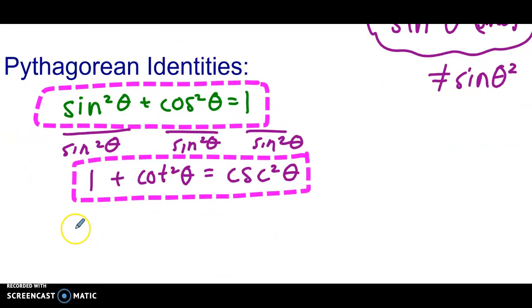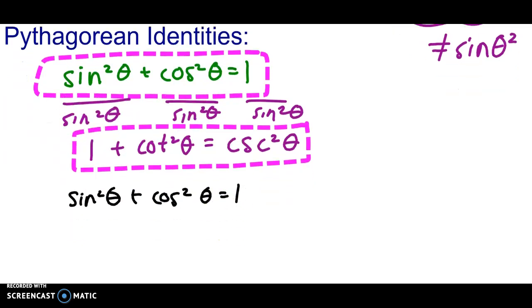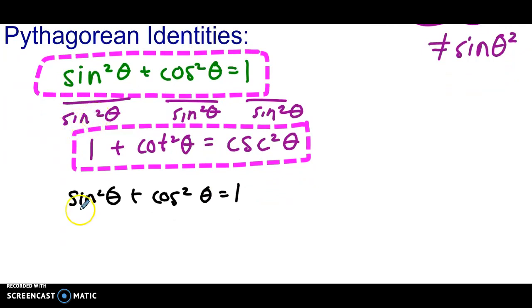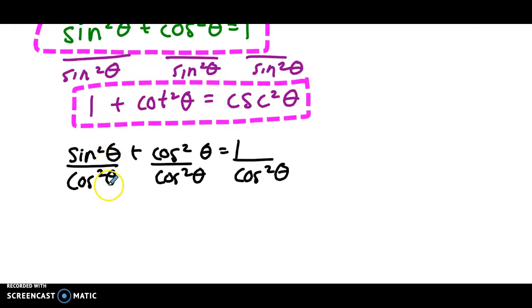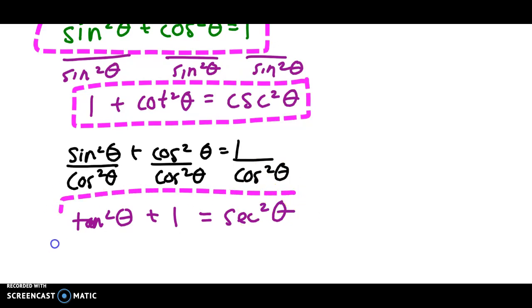Let's go back to our sine squared of theta plus cosine squared of theta equals 1. Instead of dividing by sine squared of theta, let's divide by cosine squared of theta this time. Sine squared of theta over cosine squared of theta is, very good, tangent squared of theta. This is 1 equals 1 over cosine squared of theta is secant squared of theta. Giving us our 3 important Pythagorean identities.